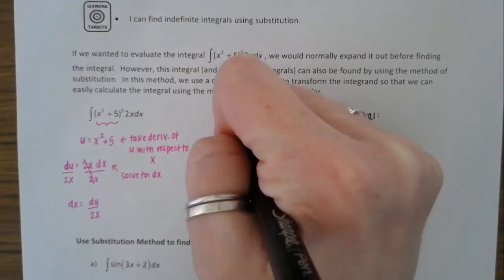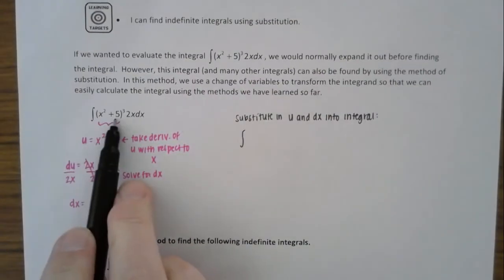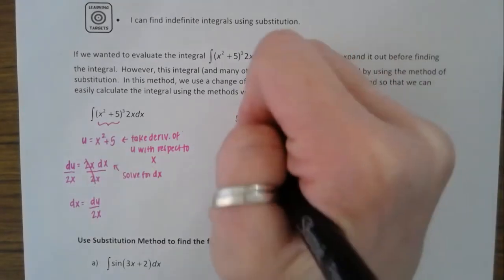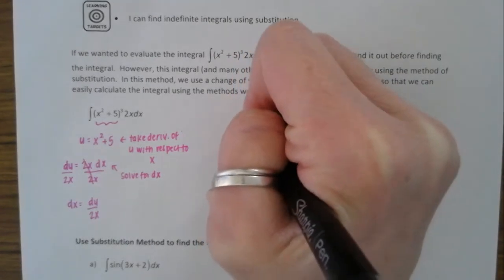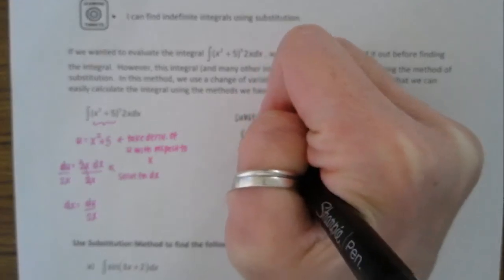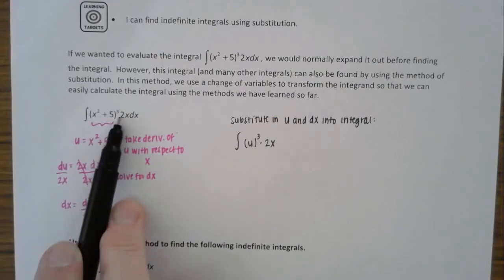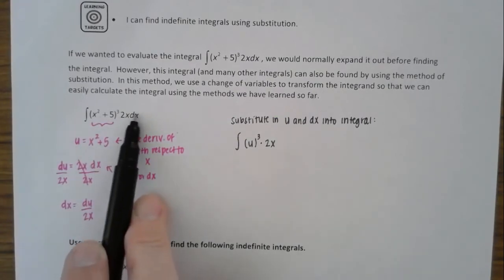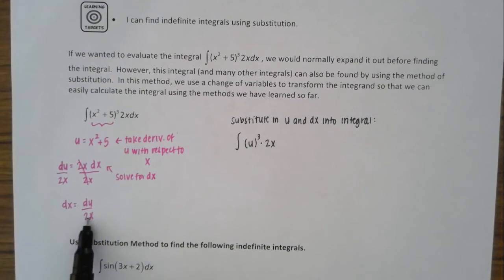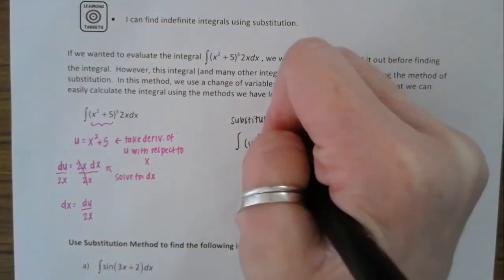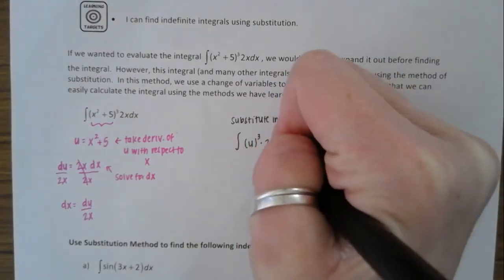So I'm going to take my integral. This whole quantity we're going to call u, and we're going to raise it to the third power. I'm going to keep the 2x there because I didn't do anything with that 2x that was next to our quantity cubed. But I'm going to replace dx with what I know it's equal to. So I know it's equal to du divided by 2x.